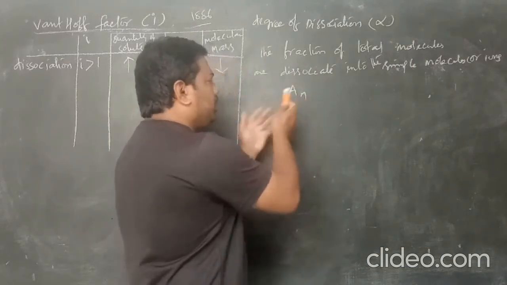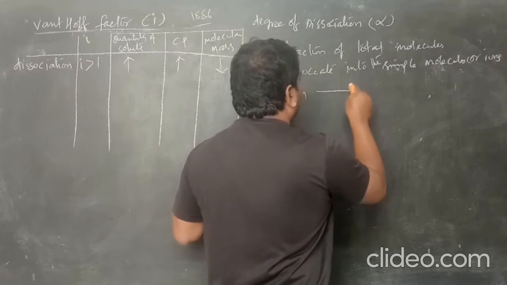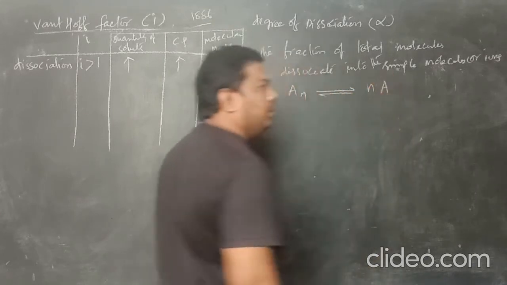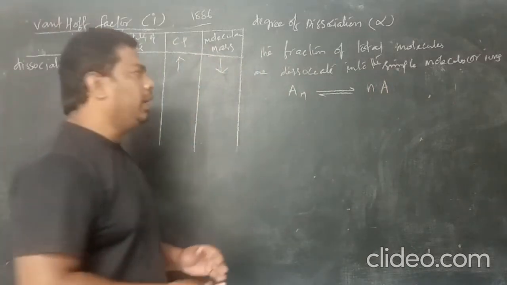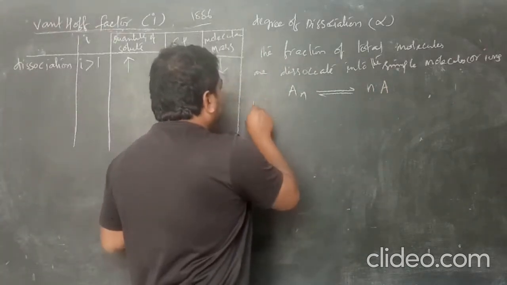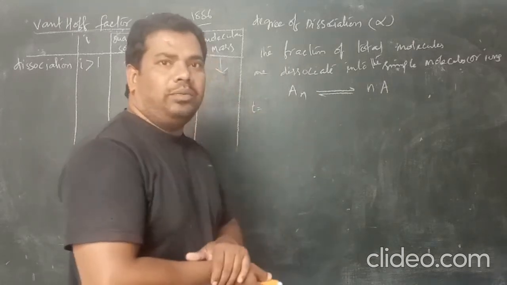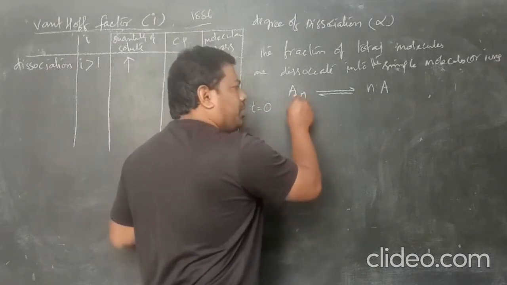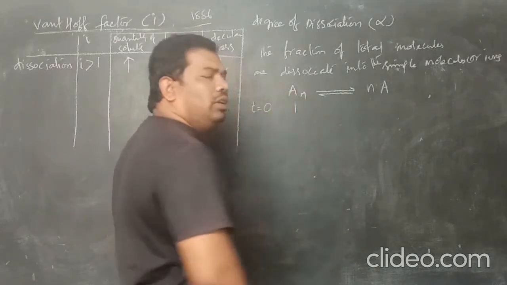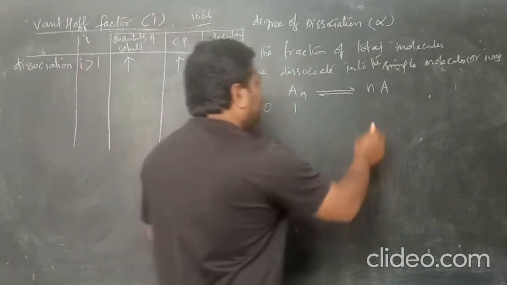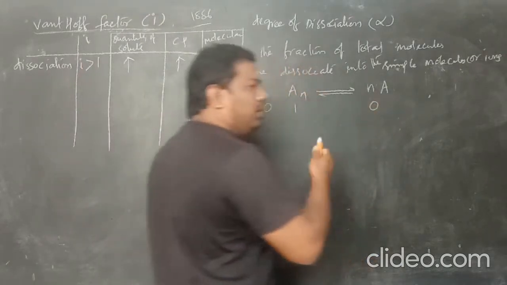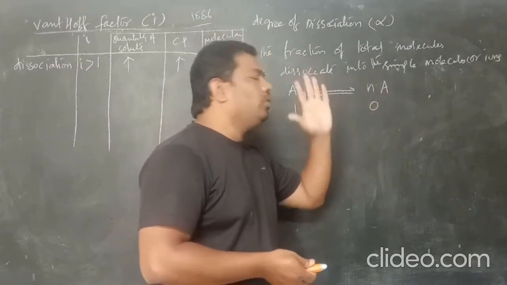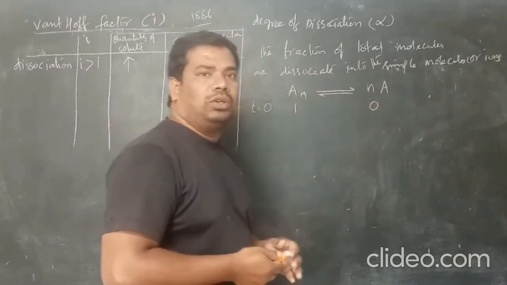So here we will take sodium chloride, or we will take A N. This is the initial compound. It is going to dissociate into n moles of A. When the reaction has not started, at time 0, the initial concentration of reactant is equal to 1. Here there is no reaction yet, so the product is not formed, and therefore the product concentration is equal to 0.